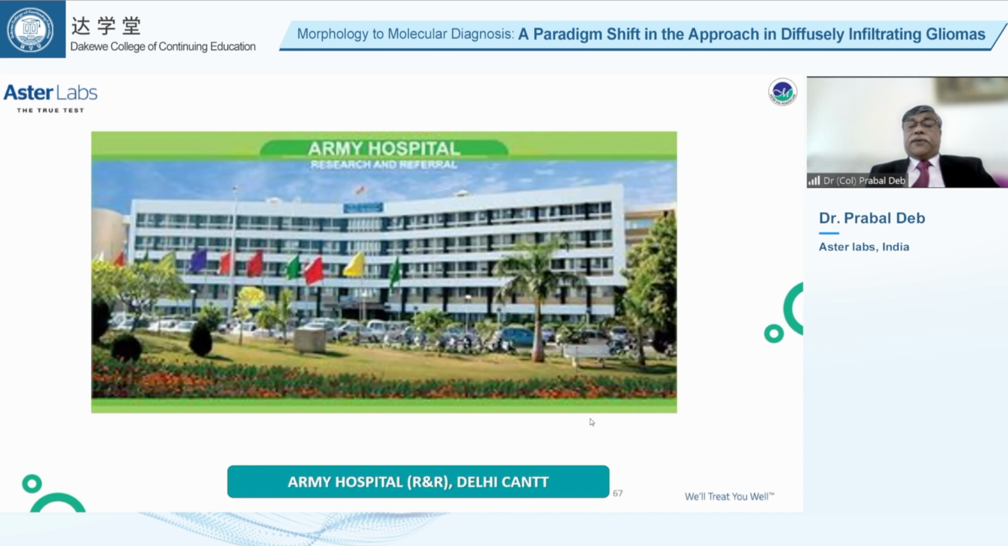Army Hospital Research and Referral, Delhi, is one of the premier institutes of the armed forces in India, and this is where I developed neuropathology to a great extent.